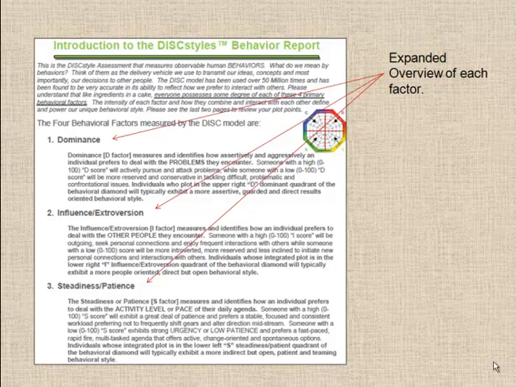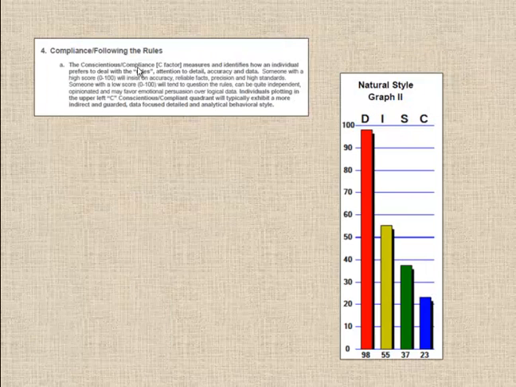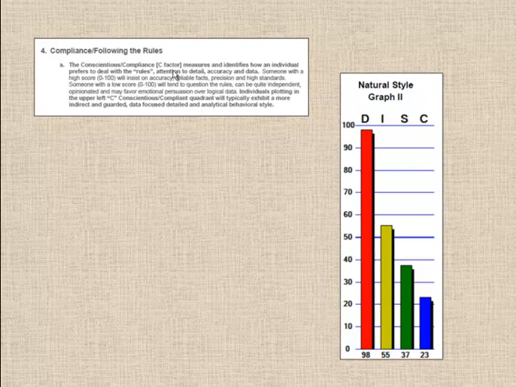The report begins with an expanded view of the 4 DISC behaviors. That is, the dominance, the influence or extroversion, the steadiness or patience, and the compliance, conscientiousness, or following the rules. So this entire tutorial will be dealing with these 4 factors, this DISC acronym: dominance, influence or extroversion, steadiness or patience, and compliance or conscientiousness.